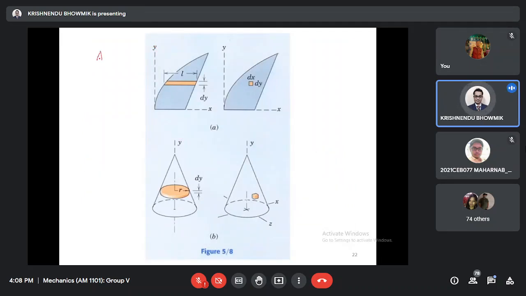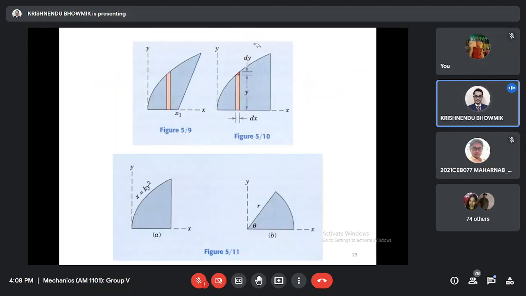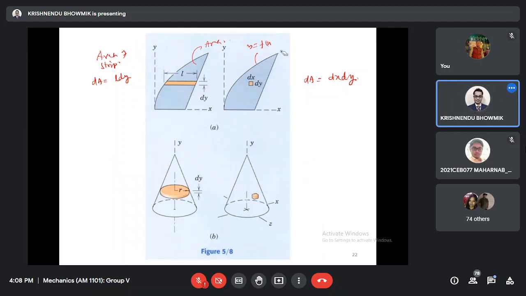Here, what is this area? This is the area, correct? The area of the strip we can consider here. What is dA? You can see, it is L dy. It is very simple, L multiplied by dy. On the right side, the area dA is dx dy. Which one is easier for the integration, given y equal to f(x)? The left one, yes. So you have to be very tricky in considering that. This is the correct one.